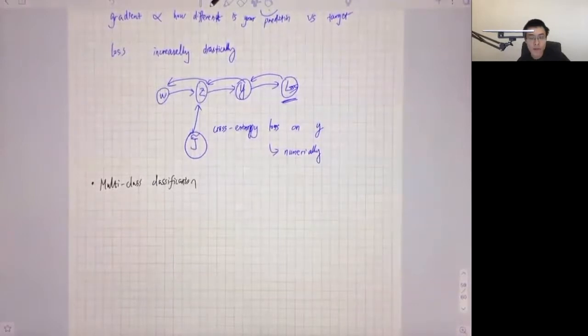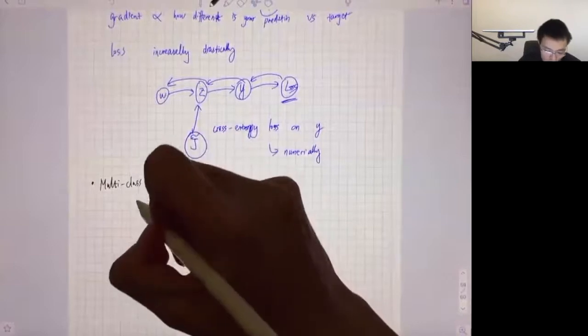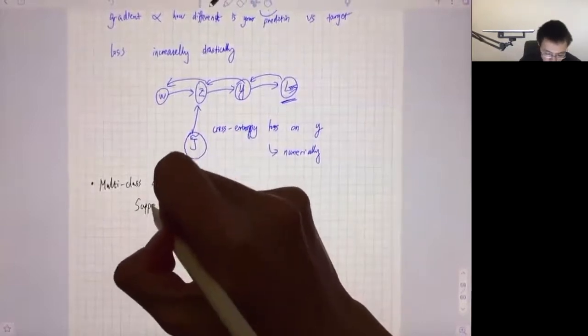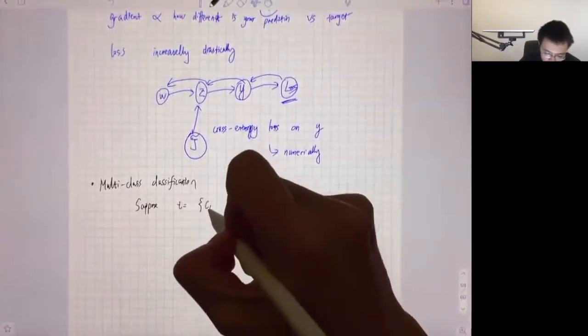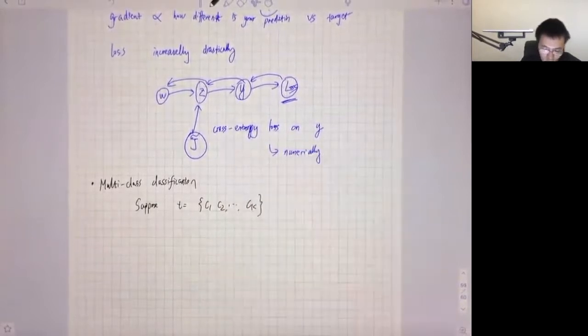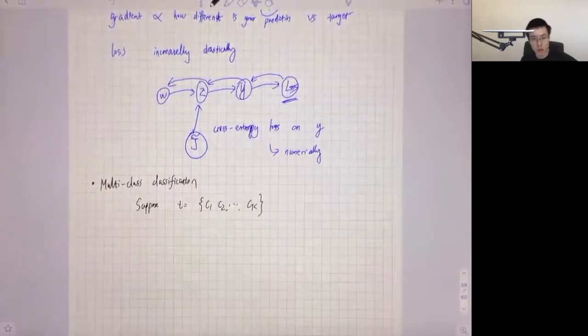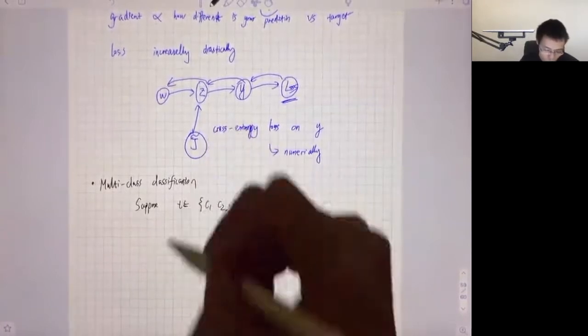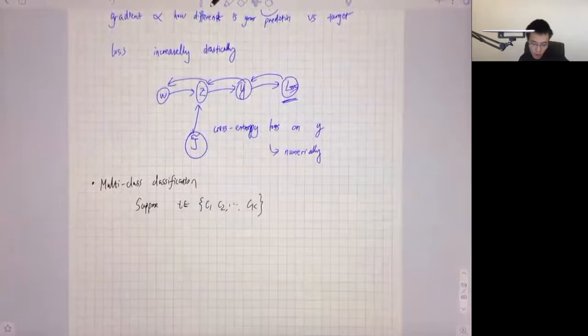So now we have multiple classes. Suppose my target is one of C1, C2 up to CK, or you can call it 1, 2 up to K. So my target is one of them. How can I apply the similar idea of logistic regression to do the classification?